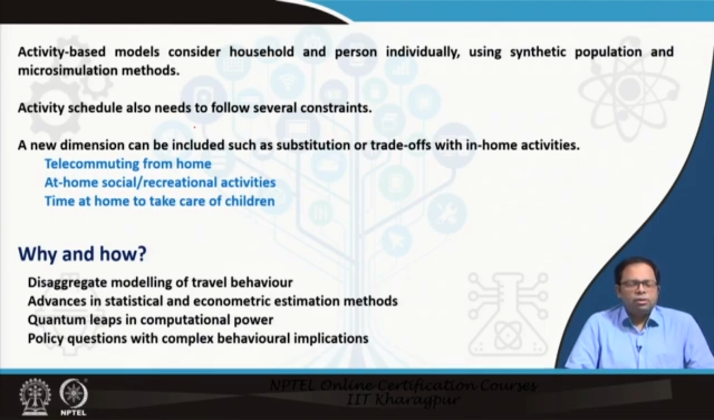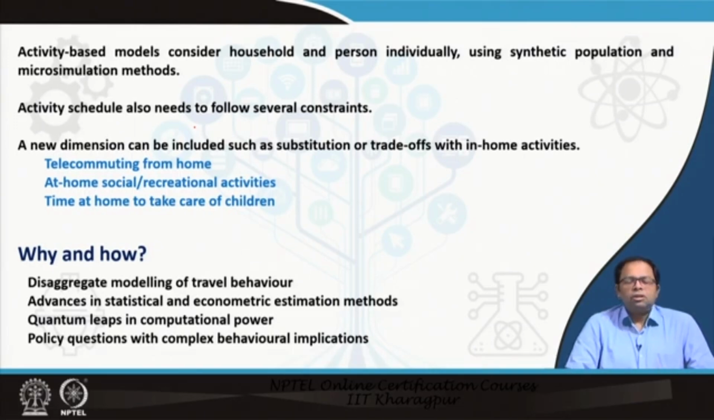So activity schedules also need to follow several constraints. For example, one person cannot be at two places at one point of time. One person needs to do certain kinds of activity in a particular day. Certain activities are fixed, and in certain cases two persons need to travel together. So there are several constraints that also come in, which need to be considered.